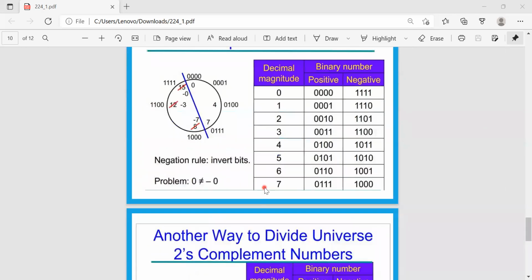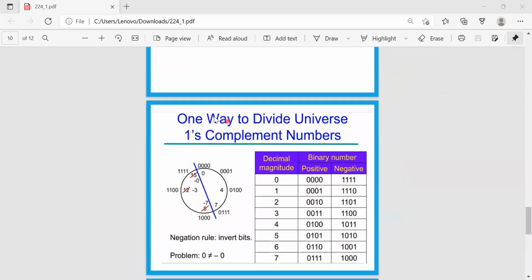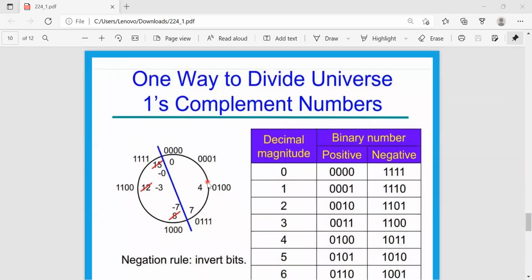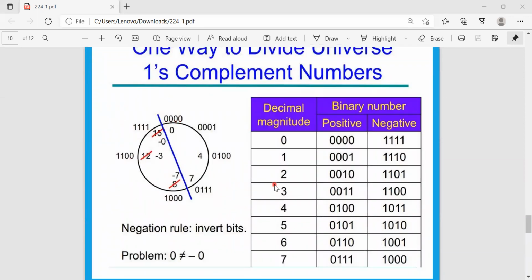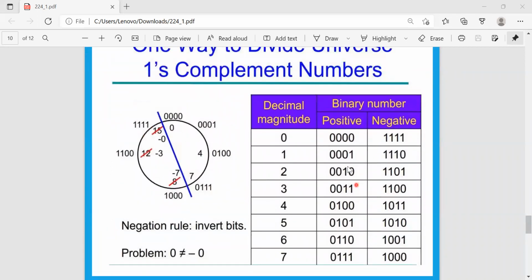The solution to the above problem: one possibility is one's complement. For 0 it is all zeros, for 1 it is this, for 2 it is this, for 3 it is this. We can get the negative of 0 by inverting all zeros to ones and ones to zeros. Again, here we see that there are two zeros, and minus 0 has a different representation, which is a problematic thing.